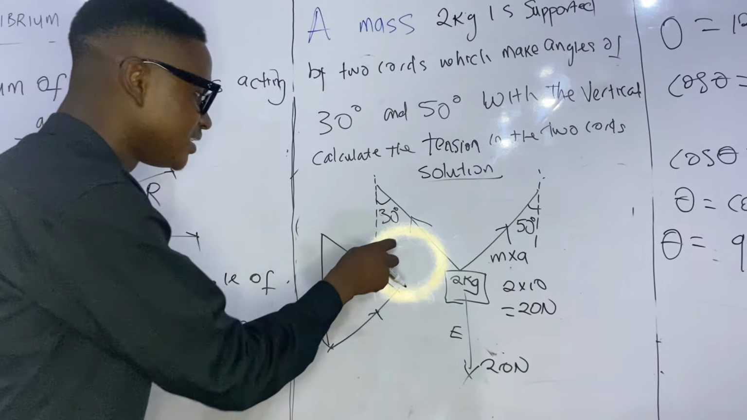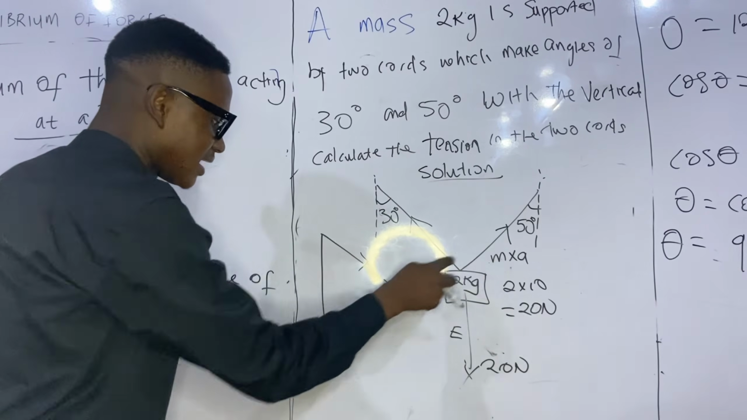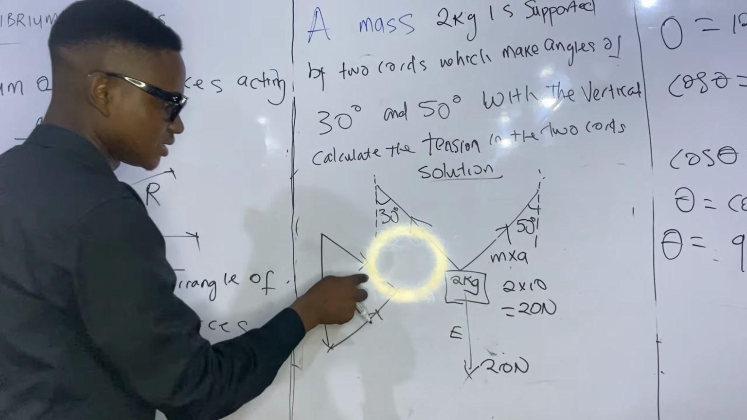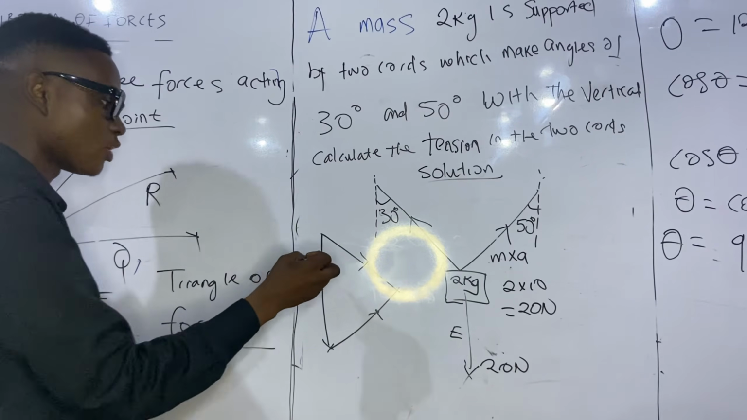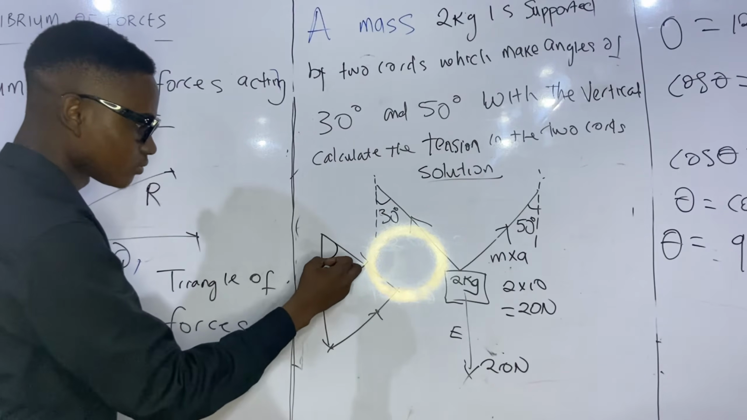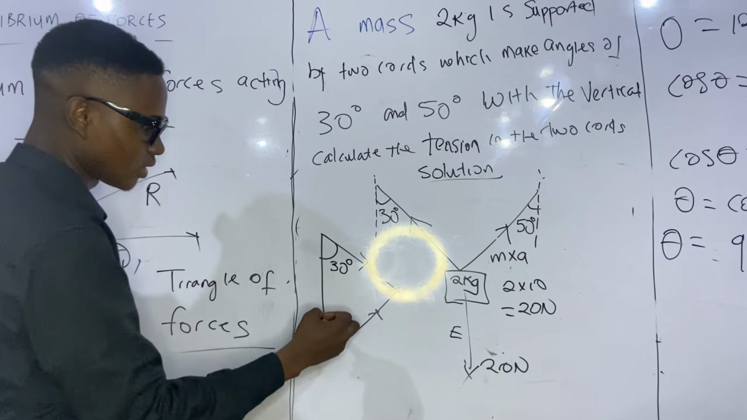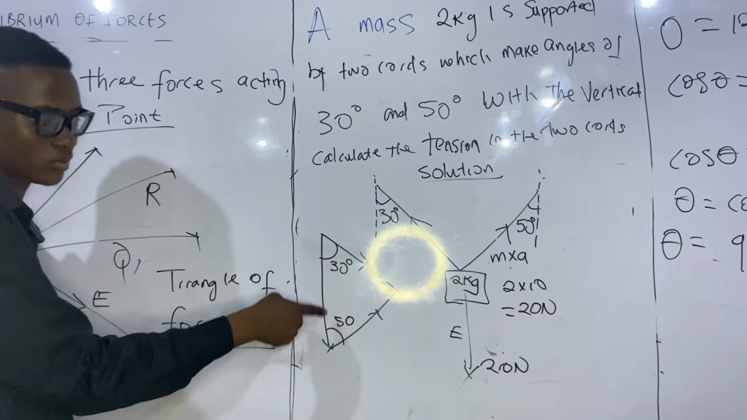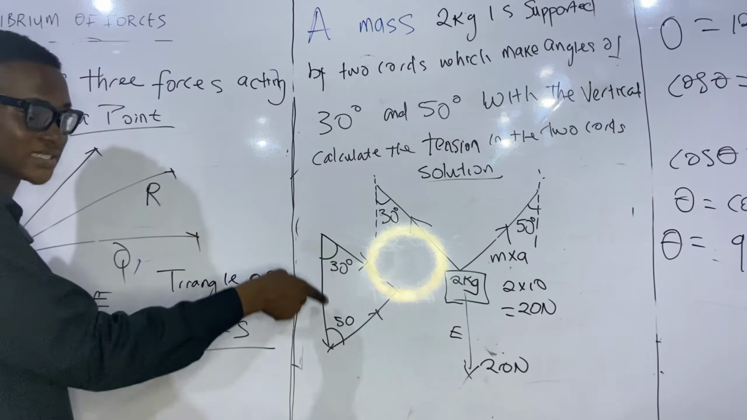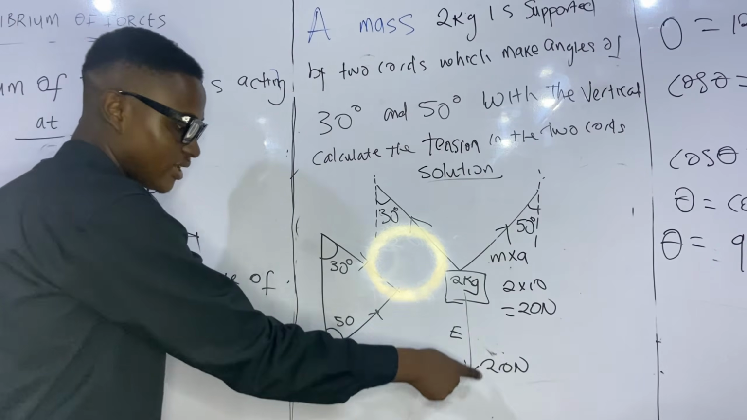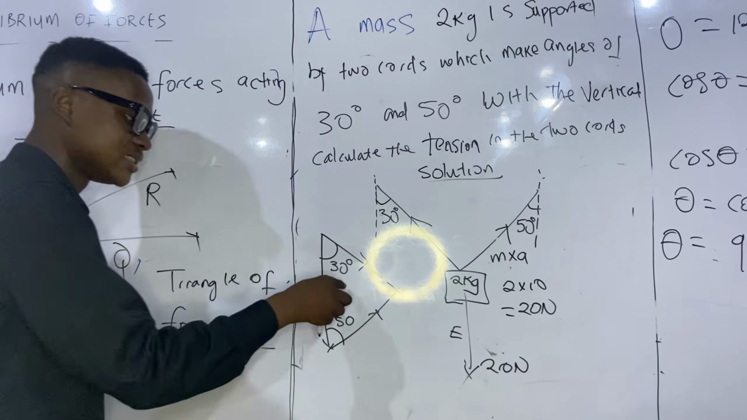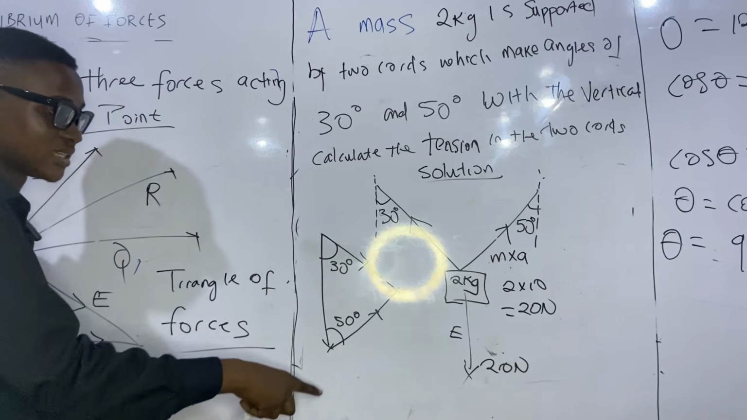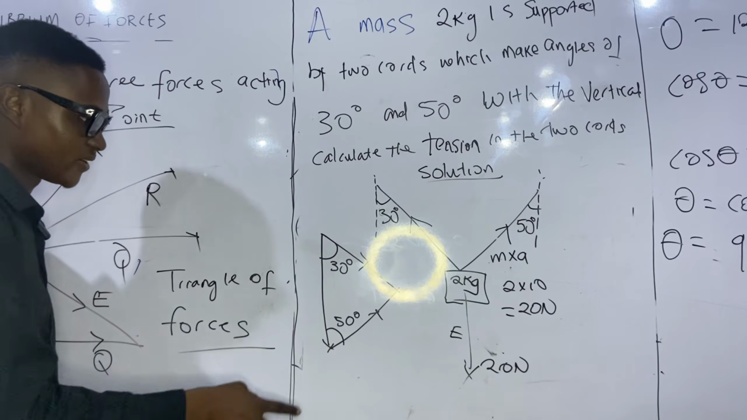Now remember, this and this are what? Please note that this and this both make an angle of 30 degrees and 50 degrees with the vertical. This is a vertical line. So they make an angle of 30 degrees and 50 degrees with the vertical. Do you understand?